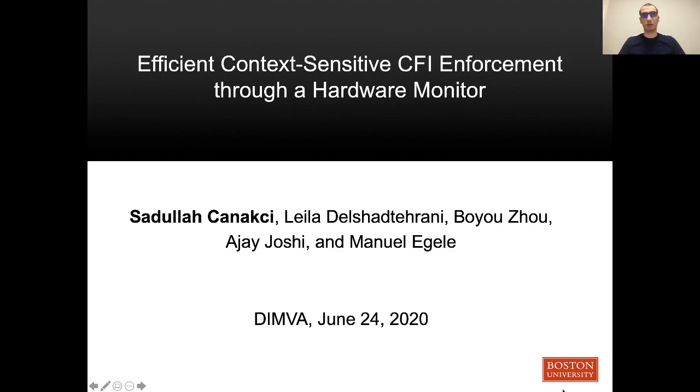Today I will present our work titled Efficient Context-Sensitive CFI Enforcement Through a Hardware Monitor. This is a joint work with Leyla Delşat Tehrani, Boyuzu, Professor Acarcuş, and Professor Manuel Egele.